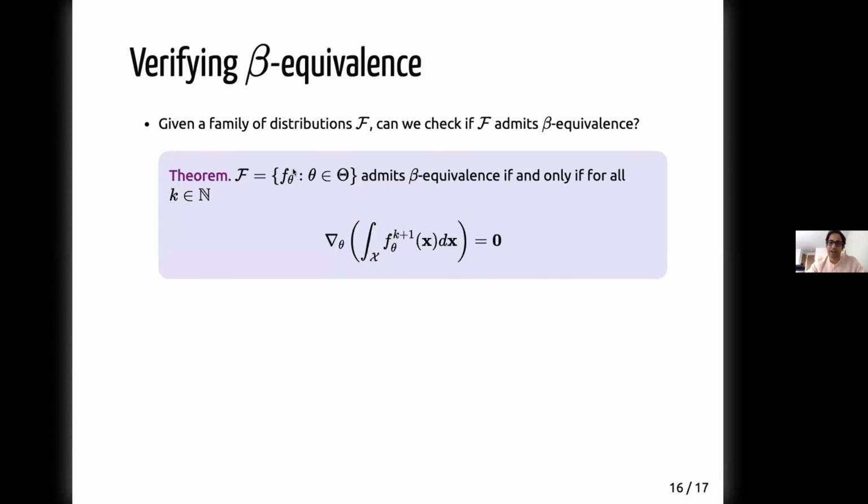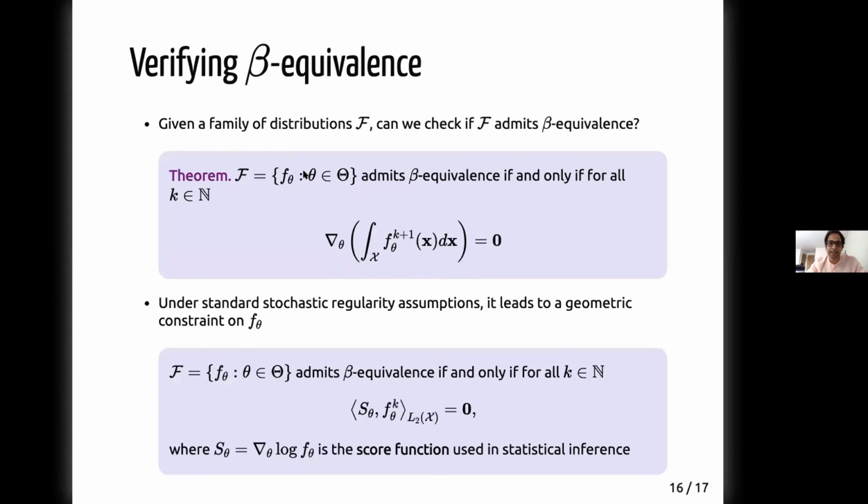And under some stochastic regularity conditions on the associated densities, it leads to a very interesting geometric constraint: any power of the density function has to be orthogonal to its associated score function. The score function is a very fundamental tool used in classical parametric statistics, where the zeros of the score function are the maximum likelihood estimators, and the variance of the score function describes the Fisher information, which is a natural Riemannian metric on the manifold of probability distributions. So this is a very interesting geometric constraint that Betti equivalent families must satisfy.